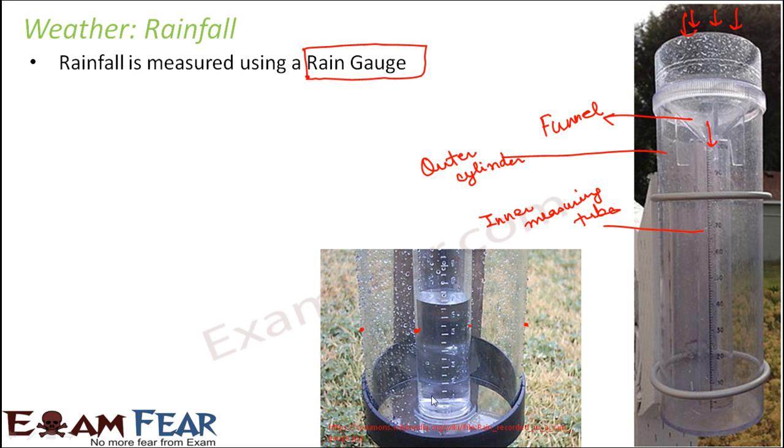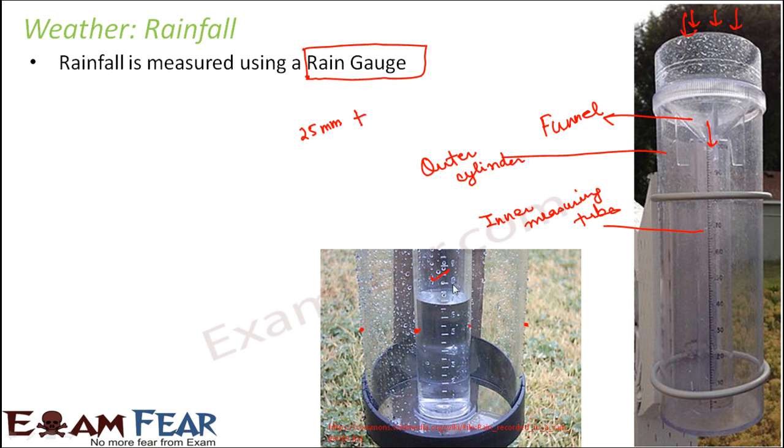So I'll quickly repeat the process of how we actually measure it. Let us suppose it is raining very heavily. So what will happen when it is raining very heavily? Very soon the inner measuring tube will be full. When it is full, you already know the maximum capacity of the inner tube. Let us say in this case that is 25 millimeter. So 25 millimeter you have already measured.